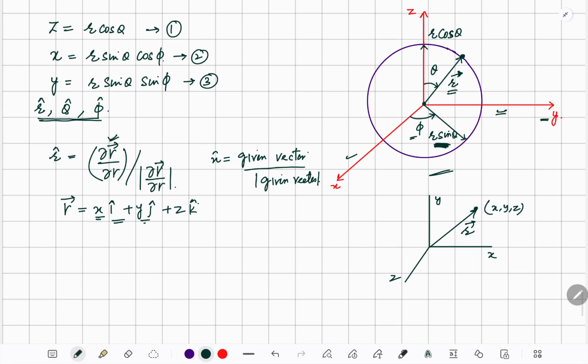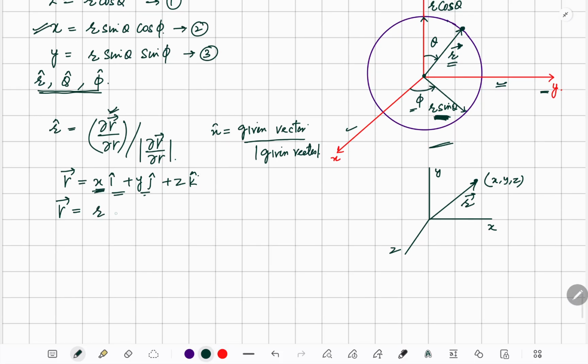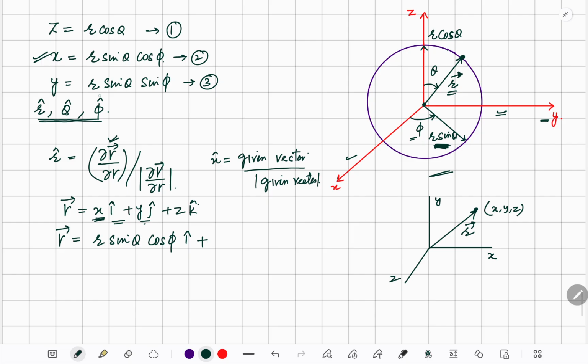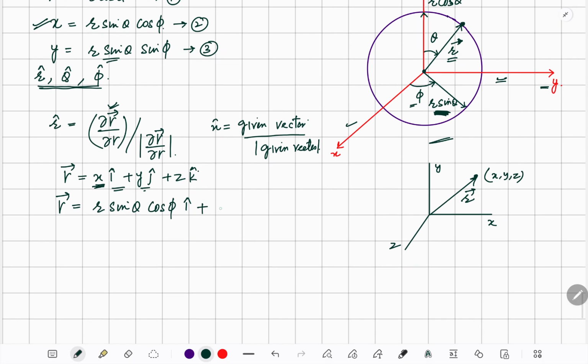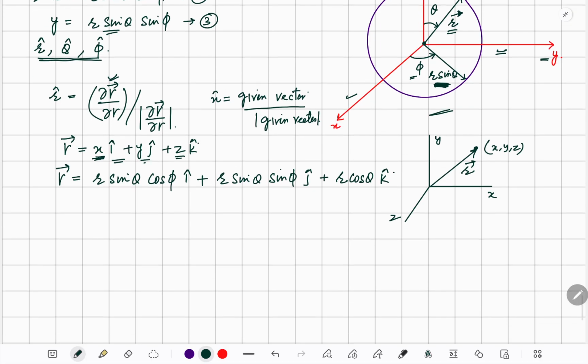And now what we do here is that we can put r vector here in terms of x. We'll write here this. So this is r sine theta cos phi i cap plus, in place of the y we'll use r sine theta sine phi j cap, plus in place of the z we'll use r cos theta, and we have k cap. So now we are able to write the r vector.